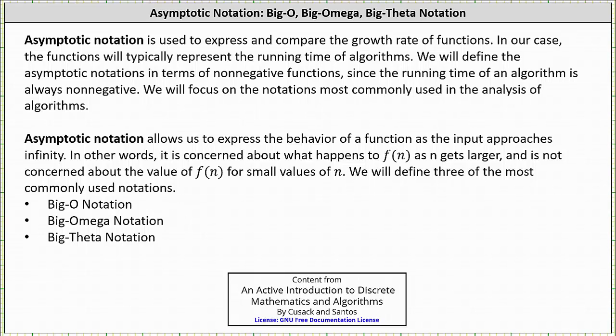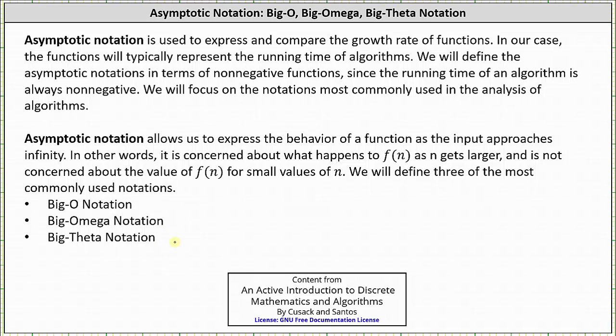Asymptotic notation is used to express and compare the growth rate of functions. In our case, the functions will typically represent the running times of algorithms. We will define the asymptotic notations in terms of non-negative functions, since the running time of an algorithm is always non-negative. We will focus on the notations most commonly used in the analysis of algorithms, which are Big O notation, Big Omega notation, and Big-Theta notation. This lesson will focus on Big-Theta notation.